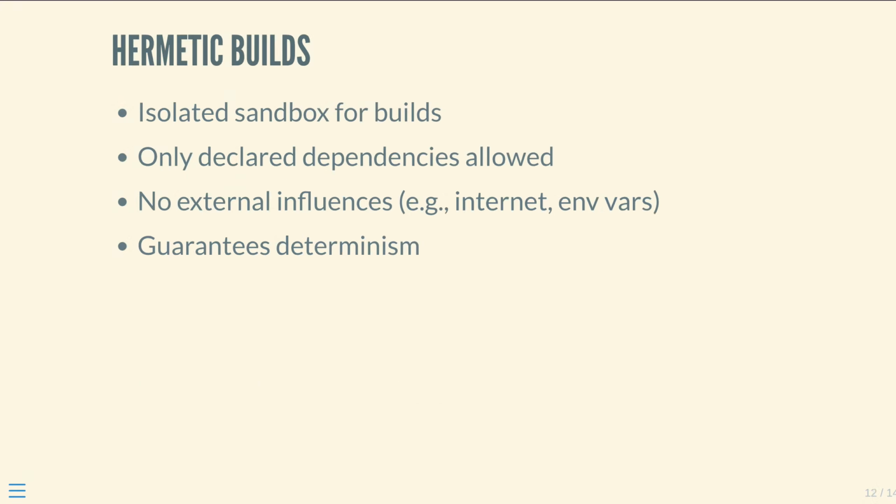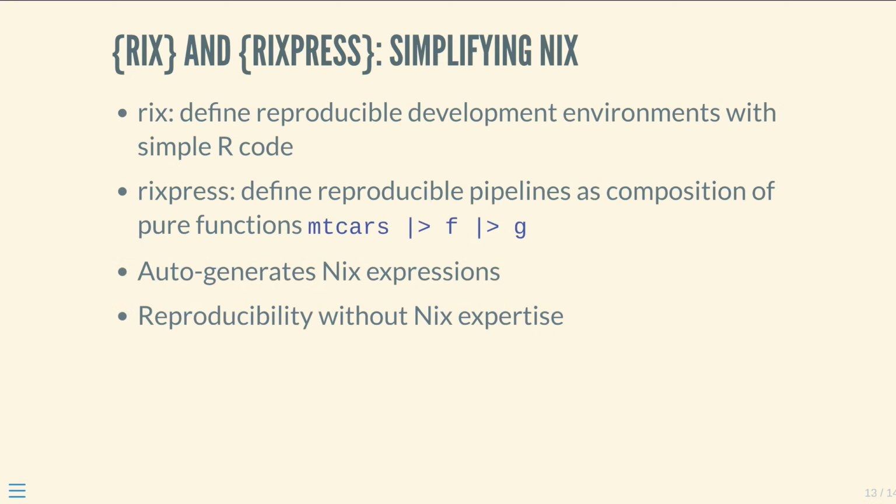I already mentioned hermetic builds. These are isolated sandboxes for builds. Only declared dependencies are allowed. No external influences, like a connection to the internet or environment variables that you set on your computer, will have any impact. They will not leak into this sandbox, and this guarantees determinism. So you are sure that nothing on your system will have any impact on the build process.